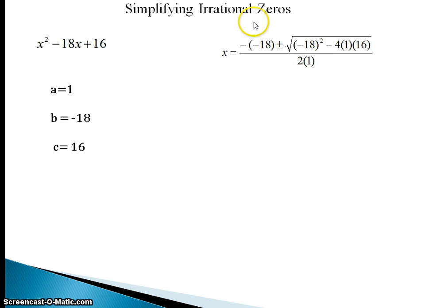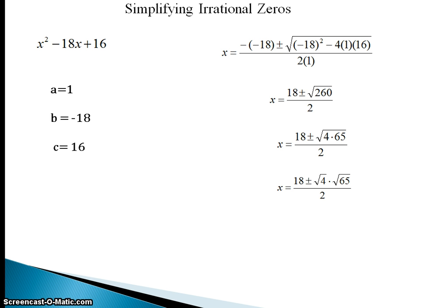Now we're going to simplify this expression, and when we do, we end up with 18 plus or minus the square root of 260 divided by 2. Now let's focus in on the square root of 260 for a moment. We're going to factor that. And when we do, we're going to find that the largest perfect square is 4. And so we write that as 4 times 65.